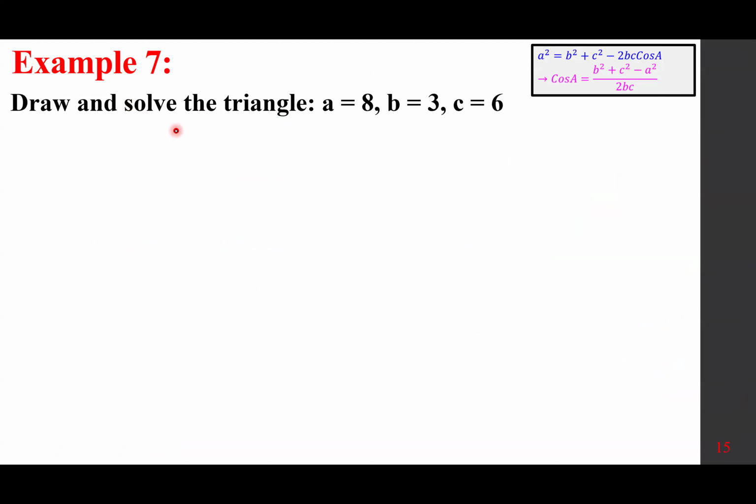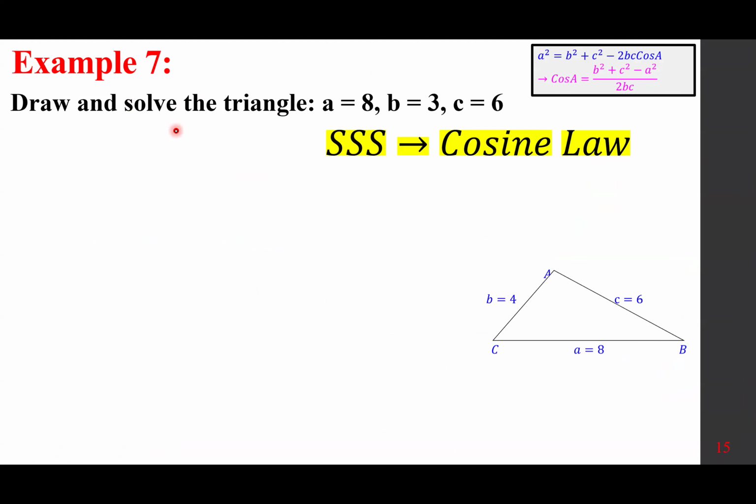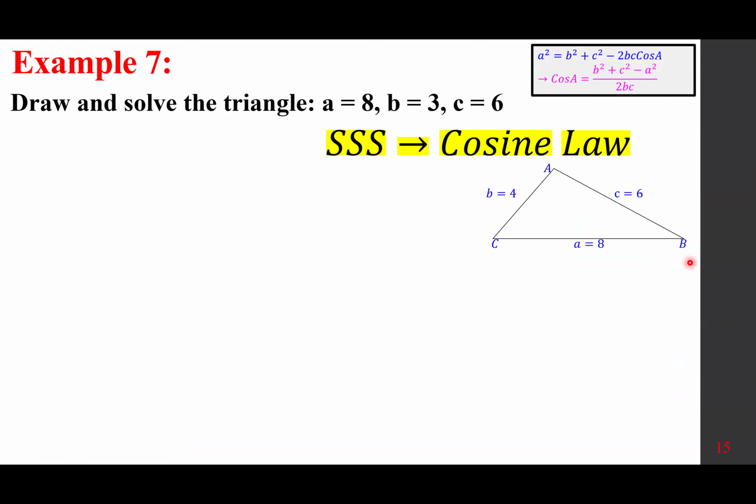Draw and solve the triangle: A is 8, B is 3, and C is 6. You just do the drawing and it may not necessarily be to scale, but we are using SSS, the cosine law. So here's A, here's B, here's C. A is 8, opposite the largest angle. B is 3 and C is 6.